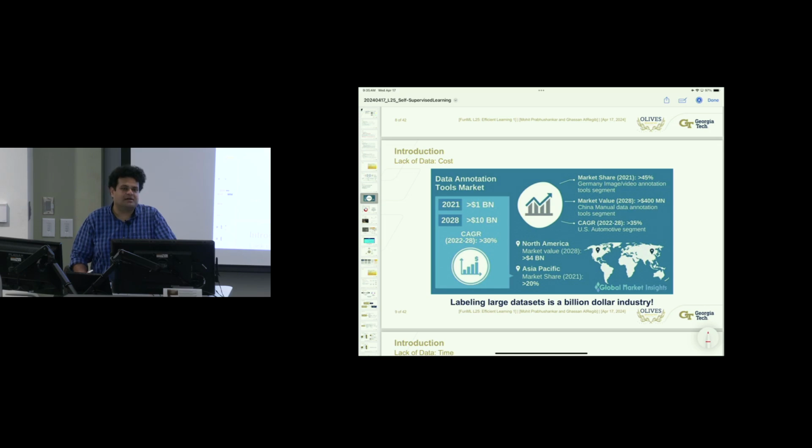And this is a huge market right now. There are multiple companies that are dedicated to only collecting this amount of data, and it's there across the world. It's a billion-dollar industry right now. The market share, so Germany image video annotation tool segment, for instance, is an extremely large market share in terms of the annotation that is done. So cost is a significant factor in trying to obtain labeled datasets.